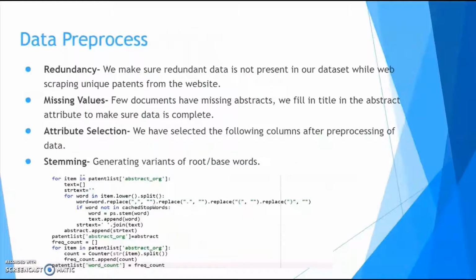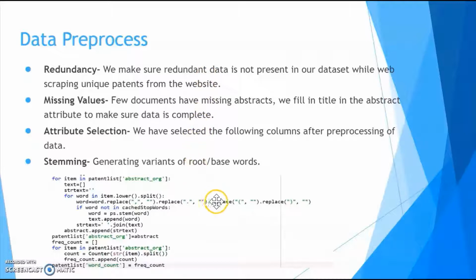After this, we have the data preprocessing step. Here we remove the redundant data. First of all, some of the patents are repeated in our search. After that, we remove the missing values. Some patents don't have an abstract, title, or authors. We either substitute those values or remove them altogether. After that, we selected the attributes that will be needed for our feature engineering.